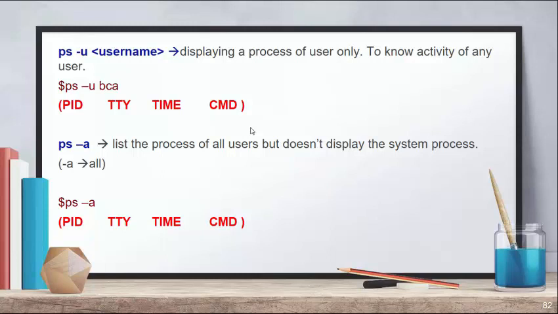The -u option is used to display the processes of a single user. It will show the activity of any user. हर एक यूजर कौन कौन से कमांड दे रहा है उसकी इंफॉर्मेशन आपको ps कमांड से मिलेगा.